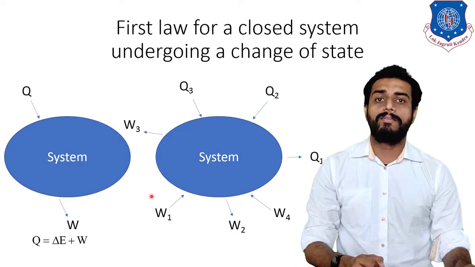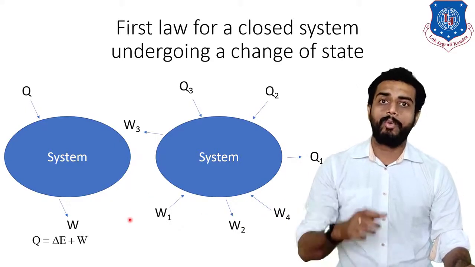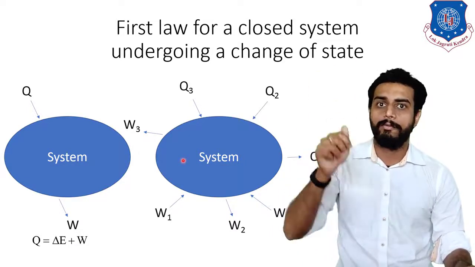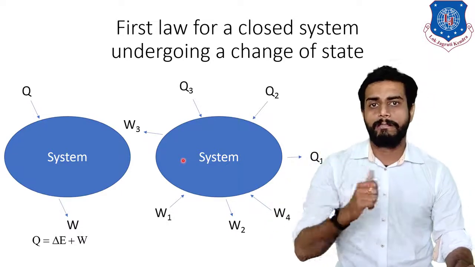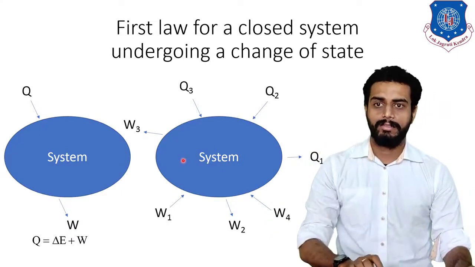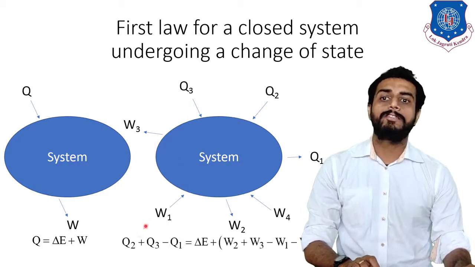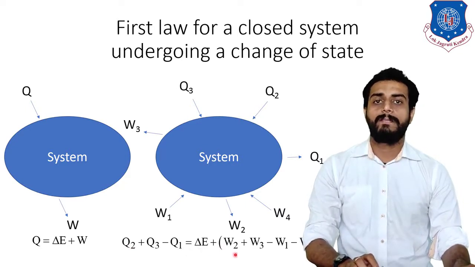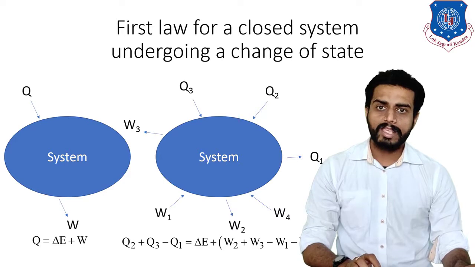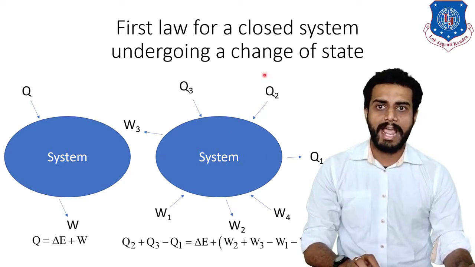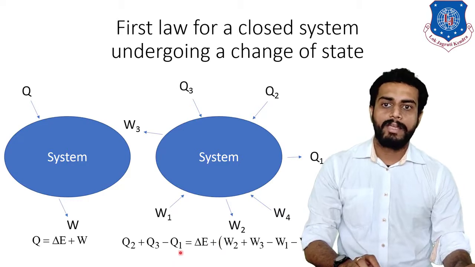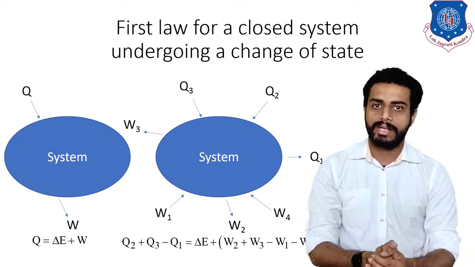So now if you want to write down the first law of thermodynamics, then you have to apply the sign convention, and you know the sign convention: heat added, take positive; heat rejected, take negative; work added, take negative; work rejected, take positive. So according to that, we can write the first law of thermodynamics as Q2 plus Q3 minus Q1 is equal to delta E plus W2 plus W3 minus W1 minus W4, right? Here you can appreciate that whatever amount of heat is added, it is taken as positive, and whatever amount of heat is rejected, it is taken as negative. And same way, the sign convention for work transfer is also considered over here.